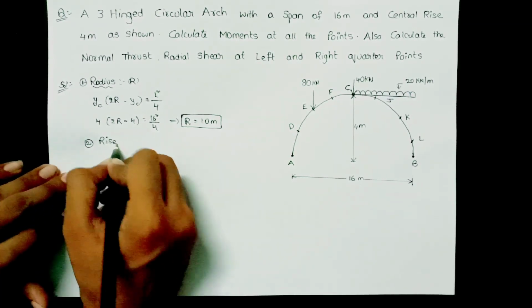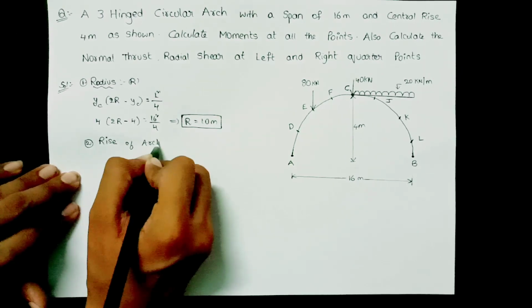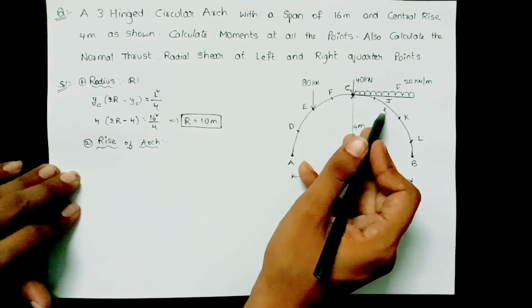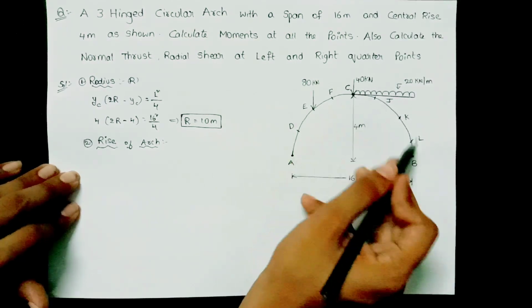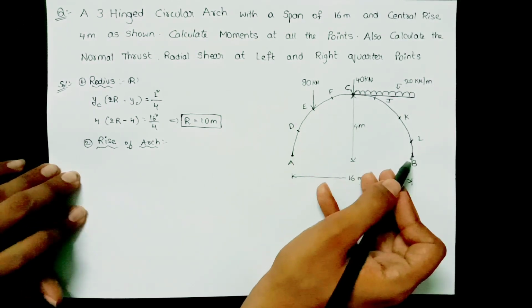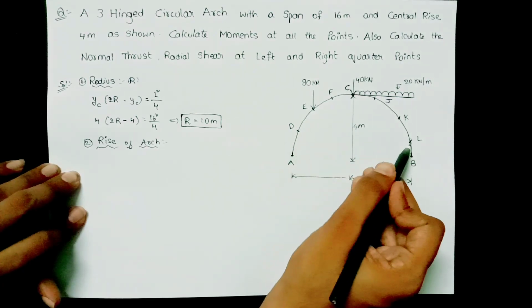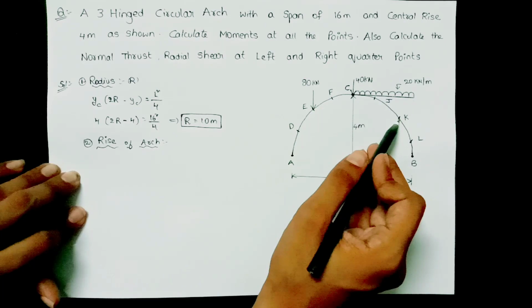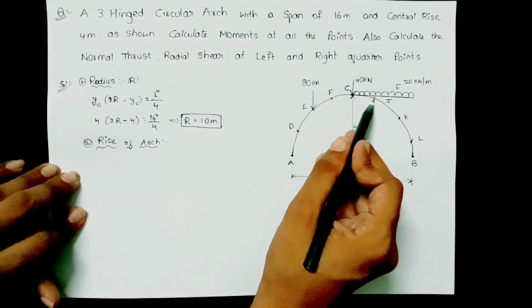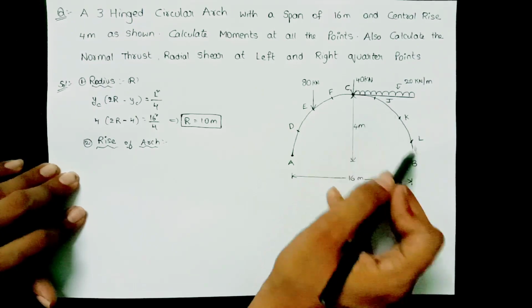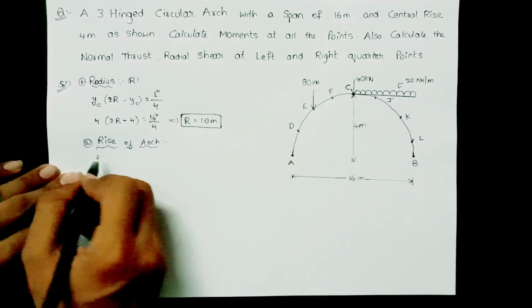Now the next step is to calculate the rise of the arch at various points, that is D, E, F, J, K, L. The arch is symmetrical about the y axis. Therefore the rise at D equals the rise at L, the rise at E equals the rise at K, and the rise at F equals the rise at J. So there is no need to calculate these other half points separately.